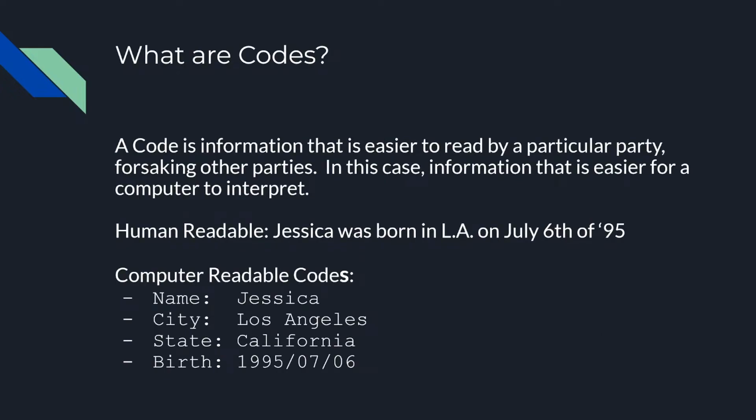So what are codes? A code is information. It's just little bits of information that is easier for a computer to interpret. So we have human readable information. Of course, that's subjective. Everything human readable is subjective. But then we have computer readable information. So these are codes. This exact date format with these numbers, that's a code.